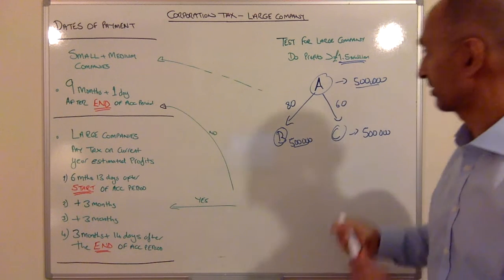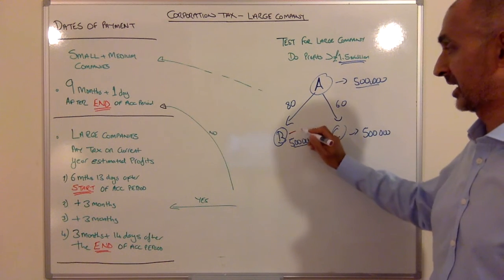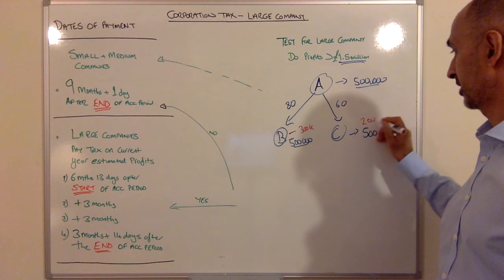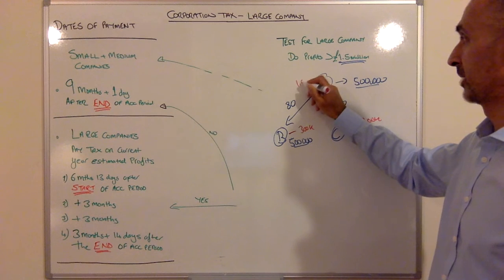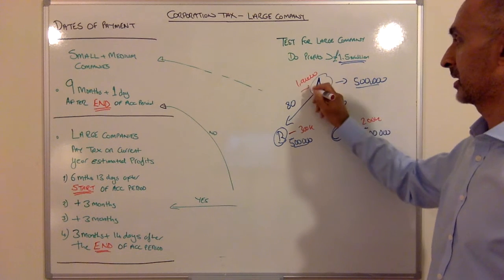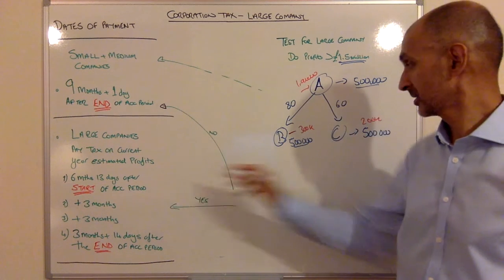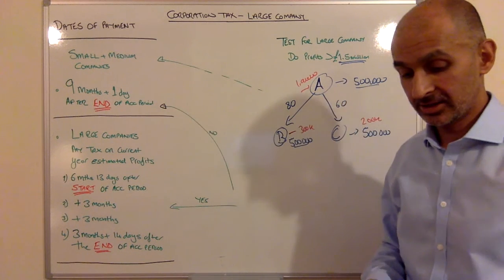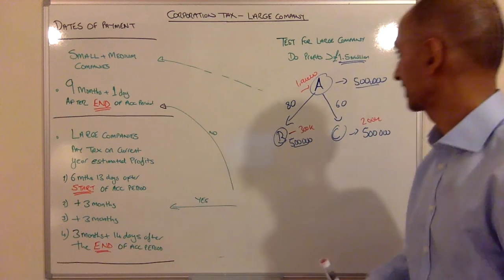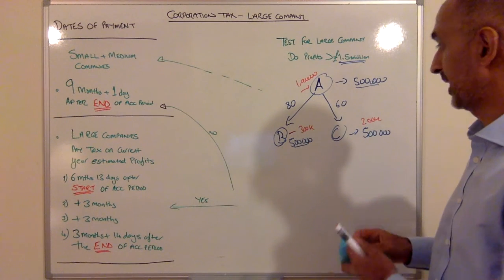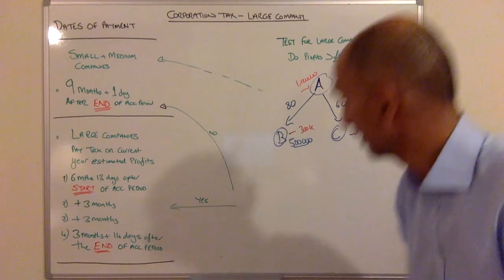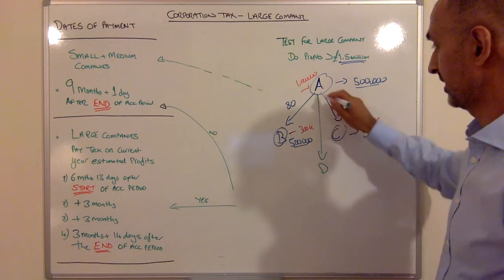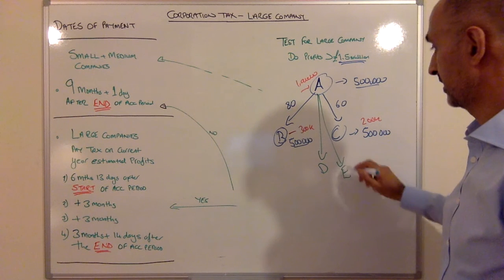So for example, if company B has a profit of 300,000, C had 200,000, and A had 1 million, then A has to pay by installments, but B and C don't. Okay, now let's just take that one step further. Let's say A, B, and C. Let's say A also, it bought D and it bought E.